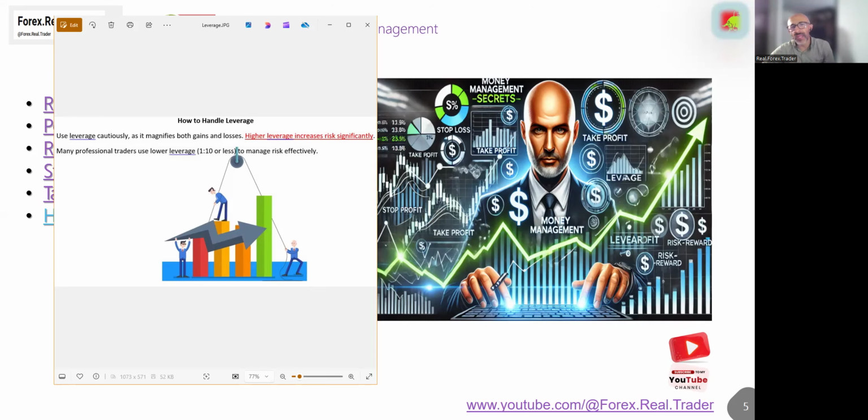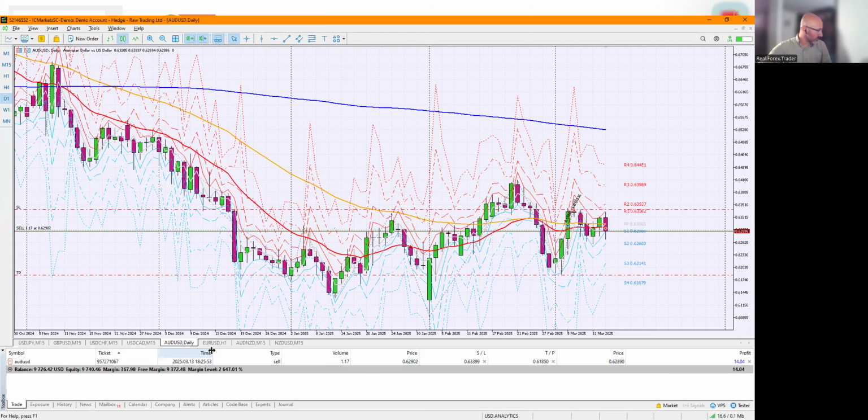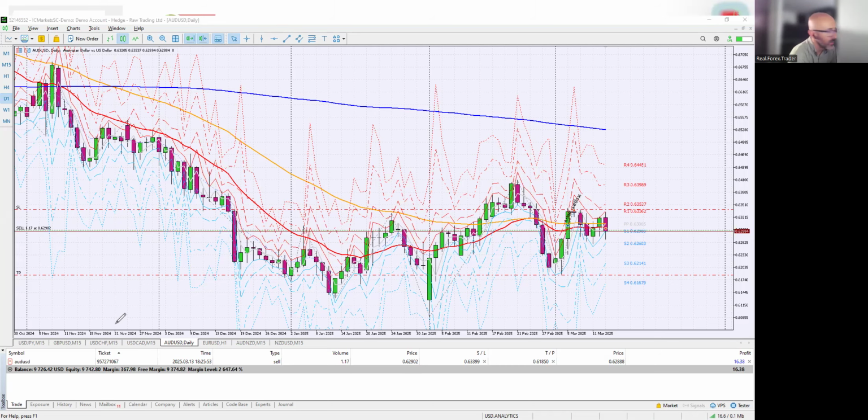So the very first thing here is to define some concepts. Let's go straight to the charts. We have this chart in here, okay? I'm going to define these concepts that we have on our MetaTrader 5. One of them is balance. Another is equity, another is margin, and another is margin level.